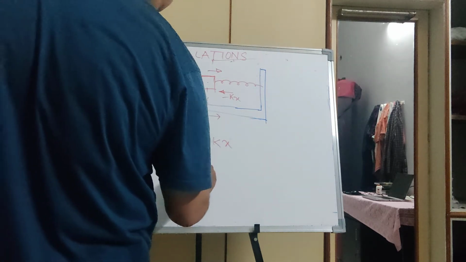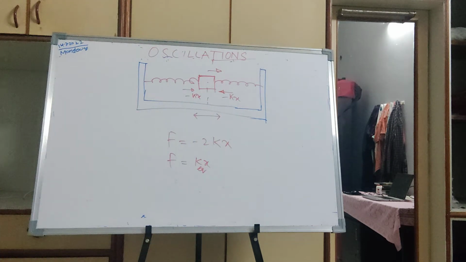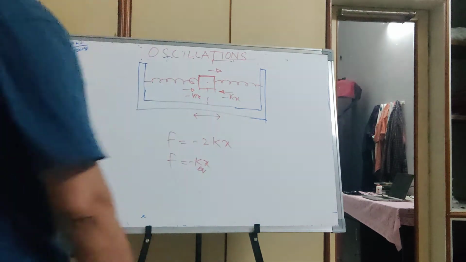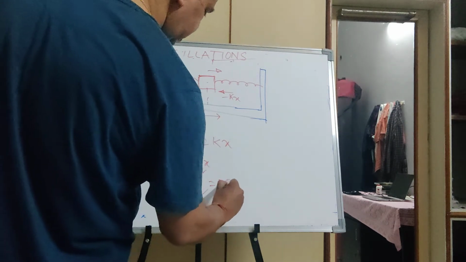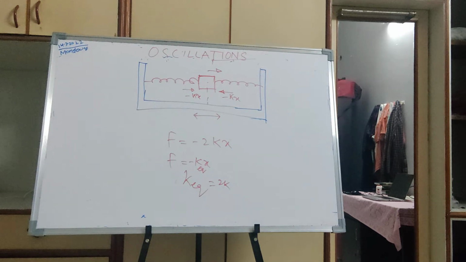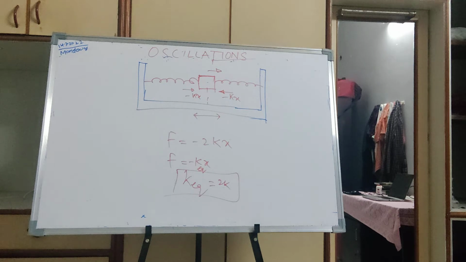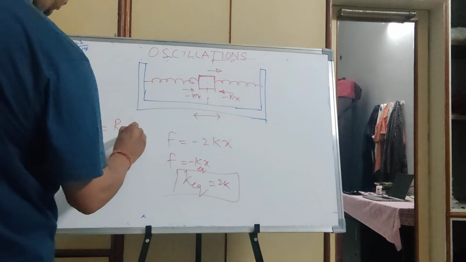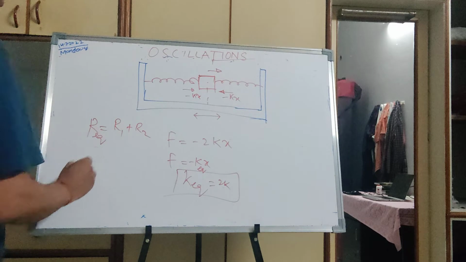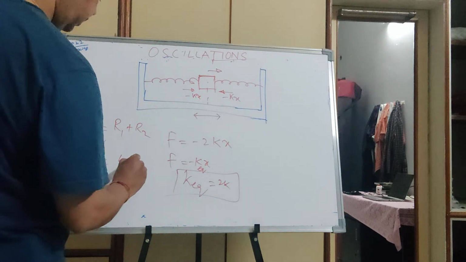So F is equal to minus Kx. This K, you can write as K equivalent. Okay. So K equivalent has become 2K here for this kind of spring mass system. Here it is nothing but springs in parallel. Springs in parallel is the same as resistors in series. So resistors in series is R1 plus R2, R equivalent. Similarly, the equivalent spring stiffness is nothing but K1 plus K2.